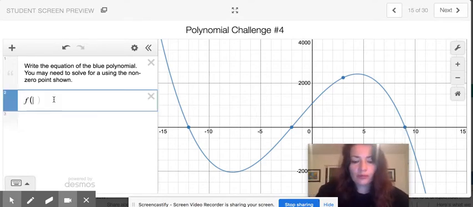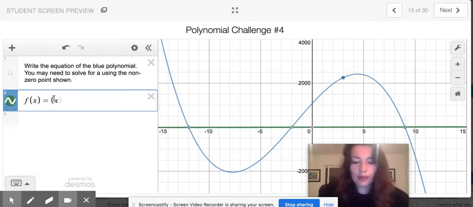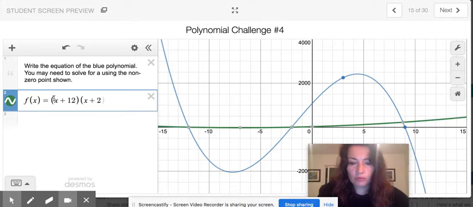So f of x is equal to x plus 12 times x plus 2 times x minus 9.